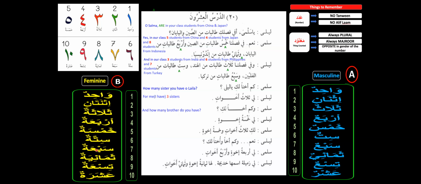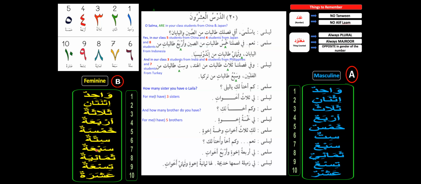Nobody should think: ikhwatu has a ta marbuta, so why is the number feminine when the word in front of us also appears to be feminine? No, you look at the singular. What's the singular of brothers? One brother, akhun. Akhun is a masculine word, right? So the number we are choosing is feminine: khamsatu. In all of the exercises before, we were counting talibat, female students.